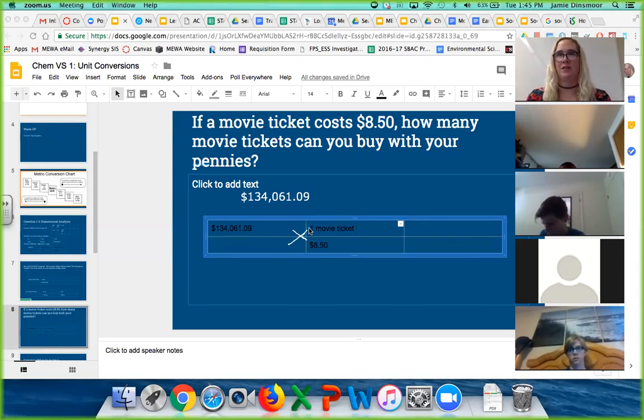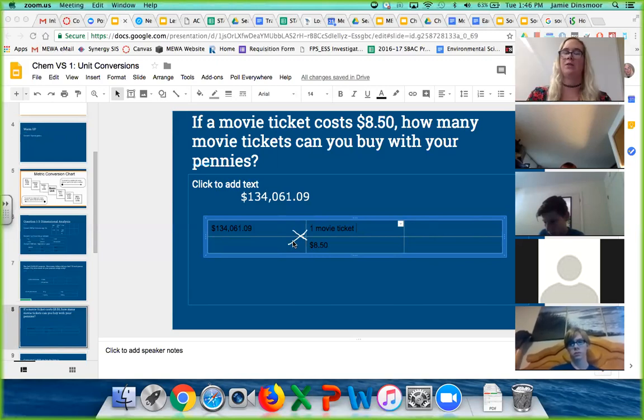15,771 movie tickets, right? And this brings up a good point too, that in this case, we're talking about movie tickets, so we would not report half a ticket, right? We're not gonna say you can buy 0.333 of a ticket. It wouldn't make sense there. So in this case, we would make this a whole number, rounding down, to the amount of movie tickets that you can actually get.